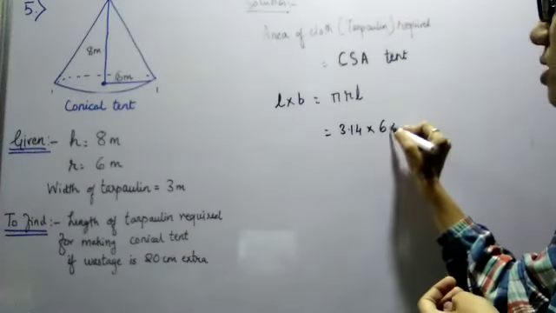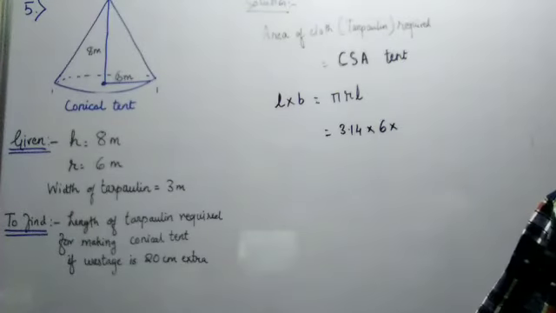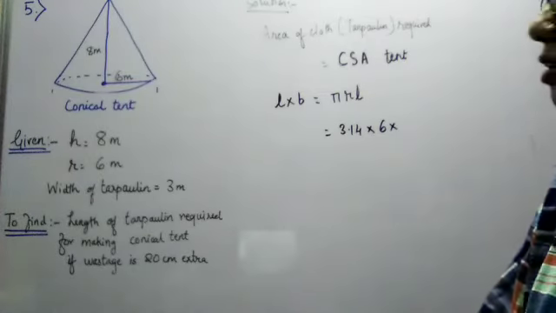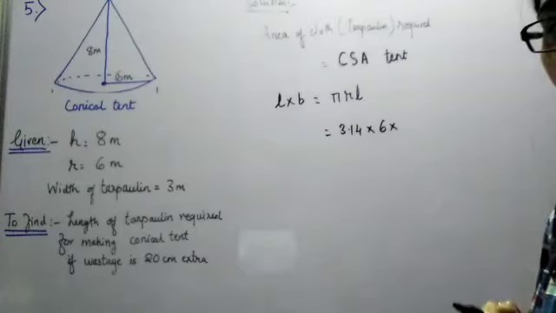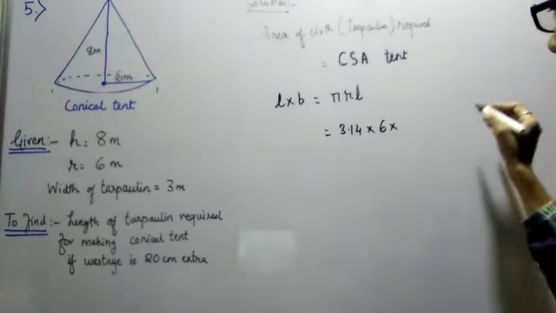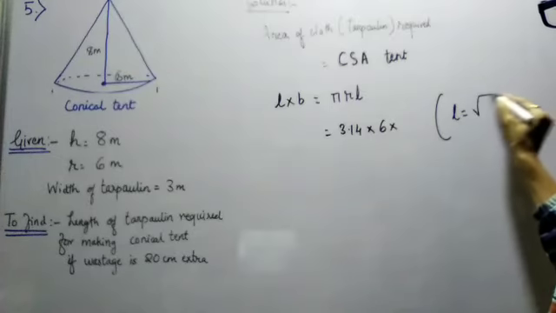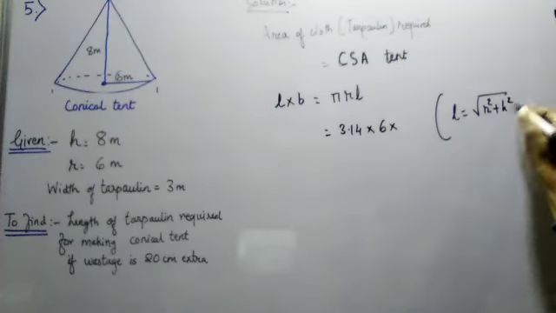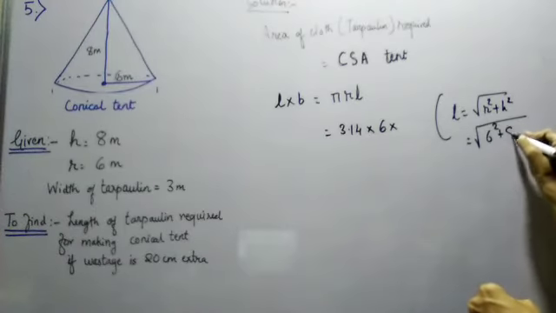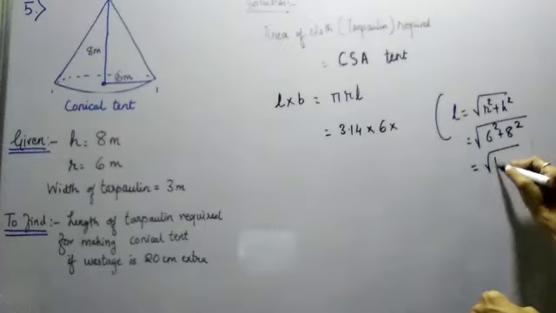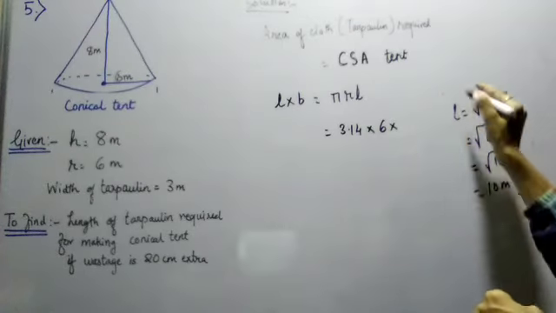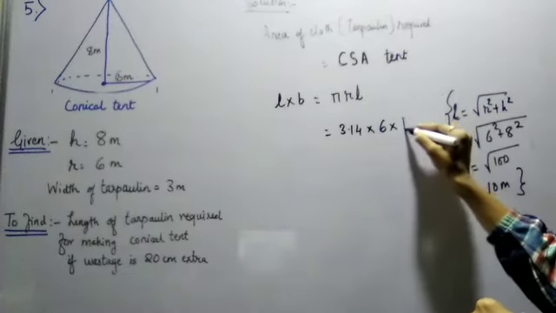Radius is given as 6 and height is given as 8, but we don't know L. So that can be calculated. So how to calculate L? L is the square root of r square plus h square. What is r? r is 6, h is 8. So it is actually the square root of 100, which means 10 meters. So I will put the value of L as 10 over here.